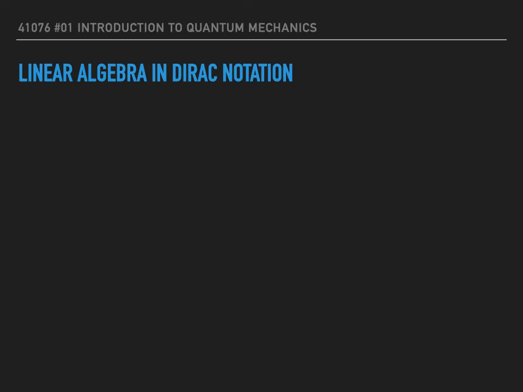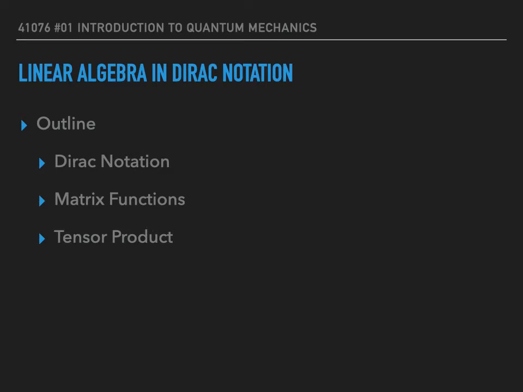Here we are about to start the first submodule of Lecture 1, Introduction to Quantum Mechanics. The first submodule will introduce basic linear algebra in Dirac notation. The outline in the submodule includes the Dirac notations, how to define matrix functions, how to define tensor product using Dirac notation, and finally, how to compute trace and partial trace.